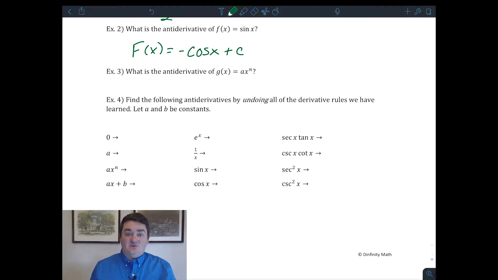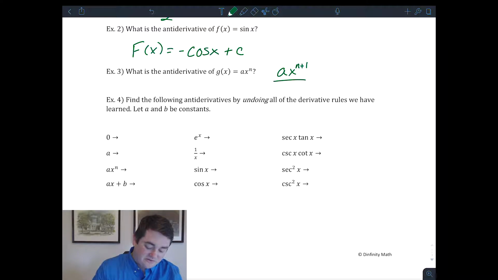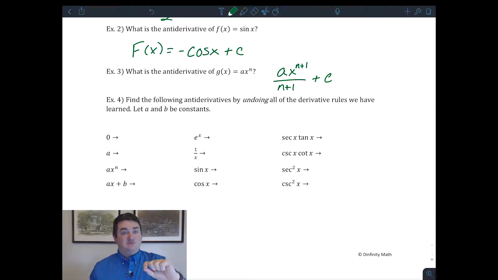Example 3, what is the antiderivative of ax to the n? We're going to think of this as being like the power rule for antiderivatives. We're going to take our power rule process and do it in reverse, which means the exponent is going to go up by 1, and then we're going to divide by our new exponent. So the antiderivative of ax to the n would be ax to the n plus 1 divided by n plus 1, and of course we can't forget plus c. So think of this as your power rule for antiderivatives. The exponent goes up, then divide by your new exponent.